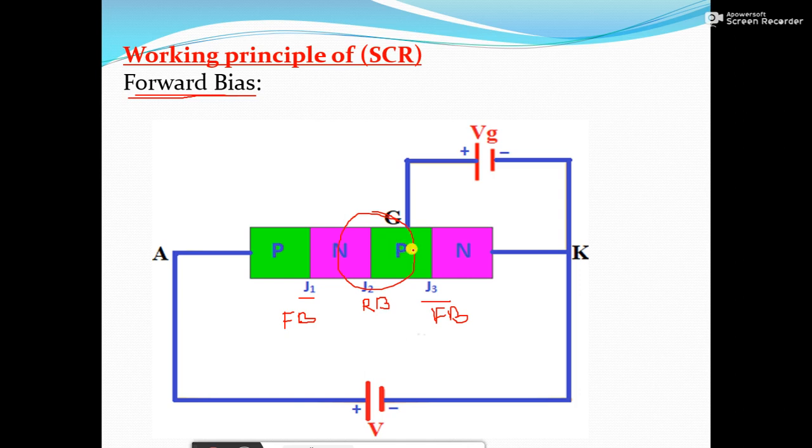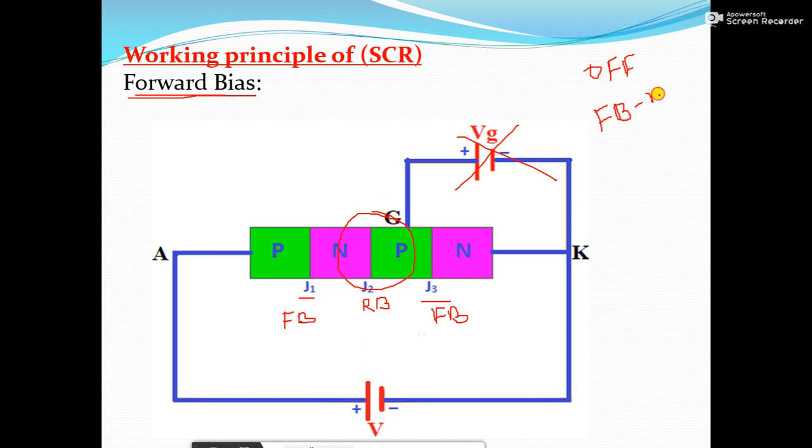For this explanation, let's say we keep Vg at 0, or we don't apply any gate potential, or we don't use the gate terminal here. We have connected only the anode and cathode, to the positive and negative terminals of the battery respectively. In this condition, there won't be any current flow, and the SCR is said to be in the off condition because there is no current flow. This mode of operation is known as the forward blocking mode, or forward blocking state or forward blocking region.